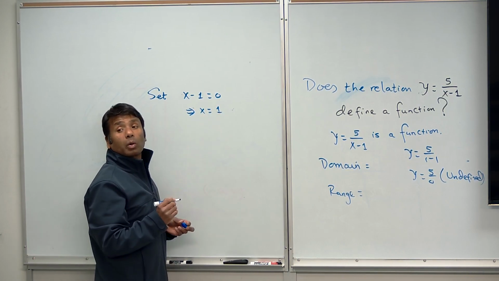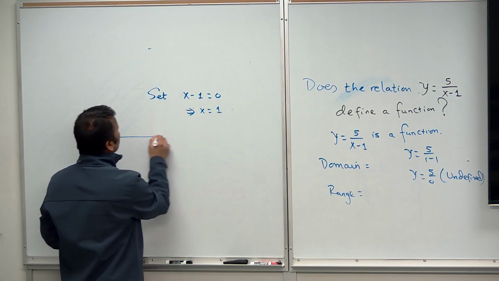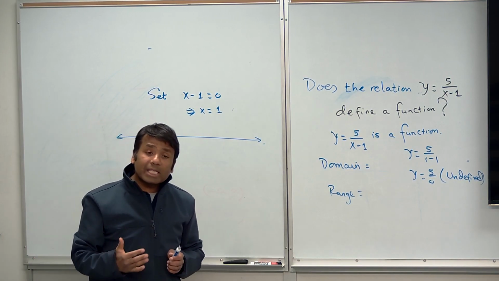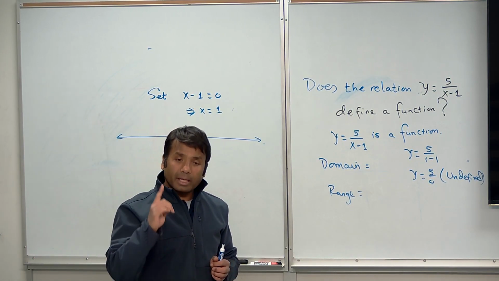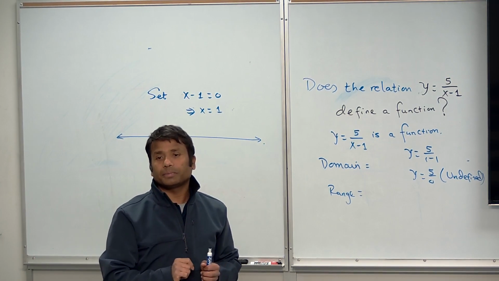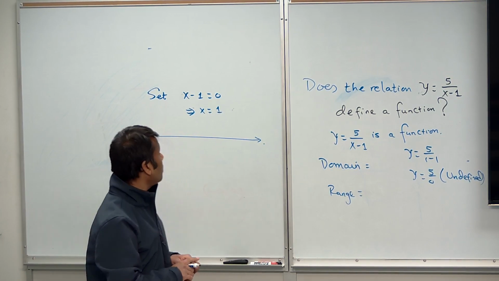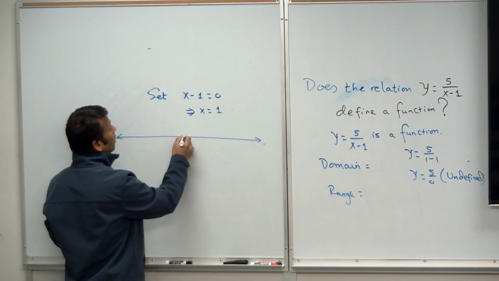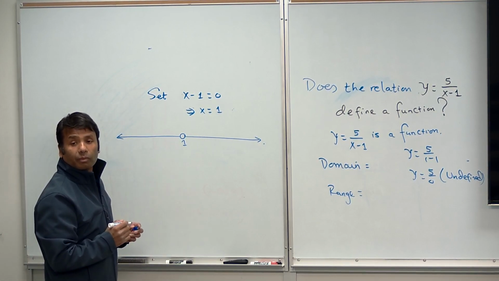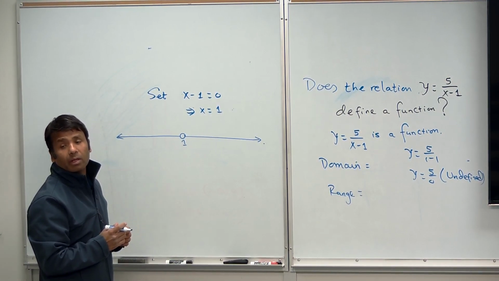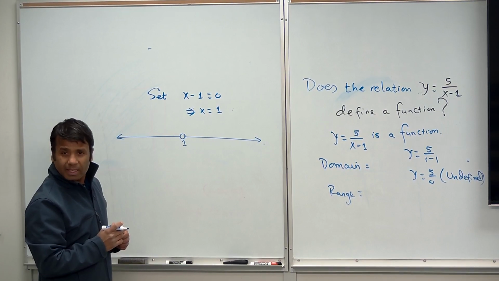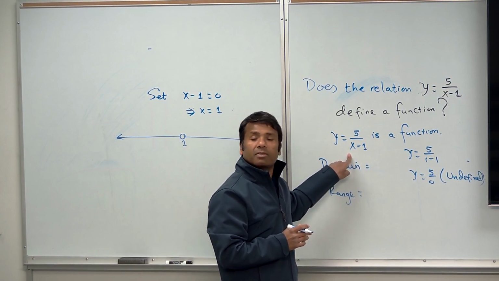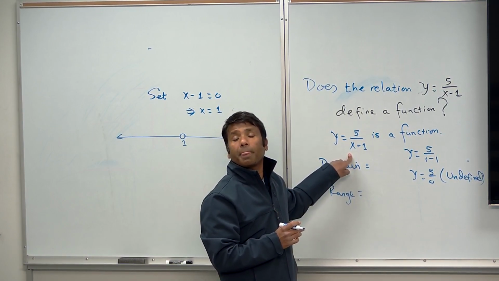So now you have to exclude this 1 from the domain. So now it is good for every value of x except 1. That makes sense? So we have to exclude 1 from the domain. So now look, make a hole here. This is the 1. You see that? We exclude 1 from the domain. That makes sense? Because 1 makes this function undefined. Okay?